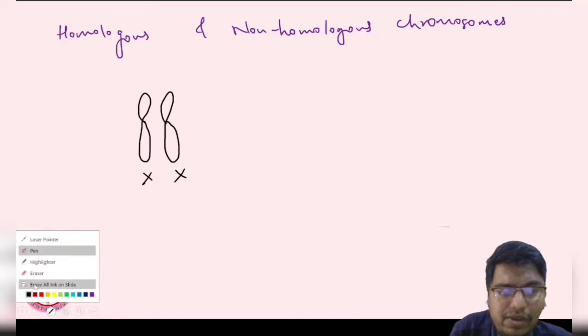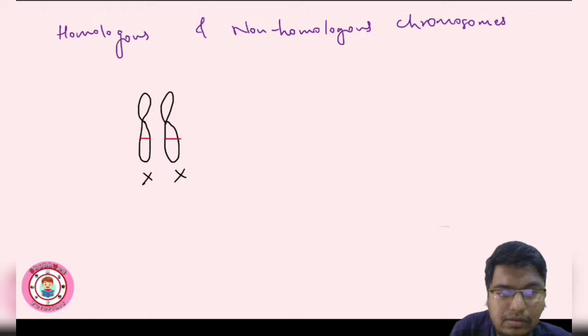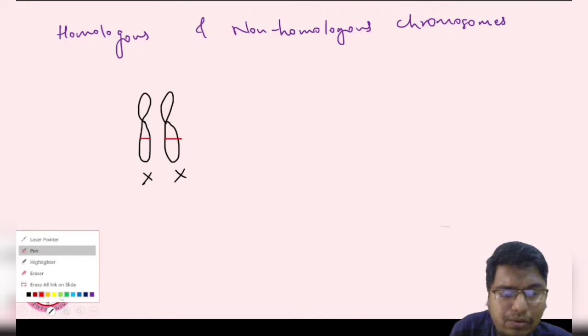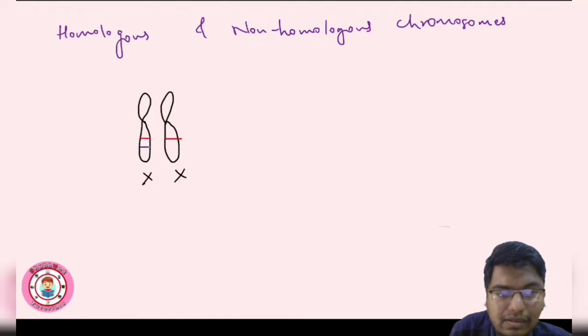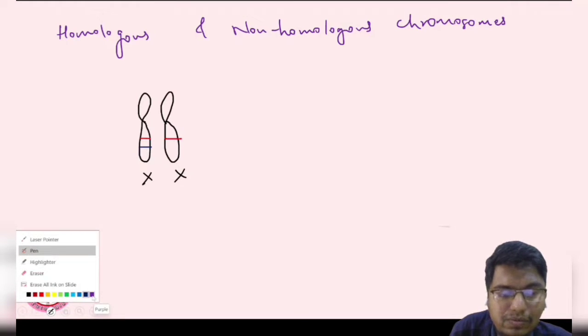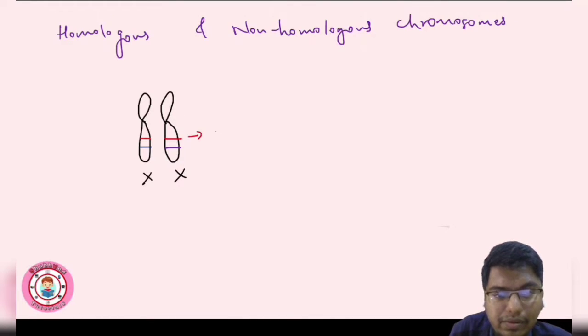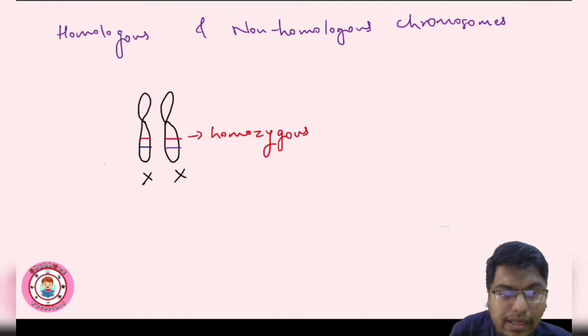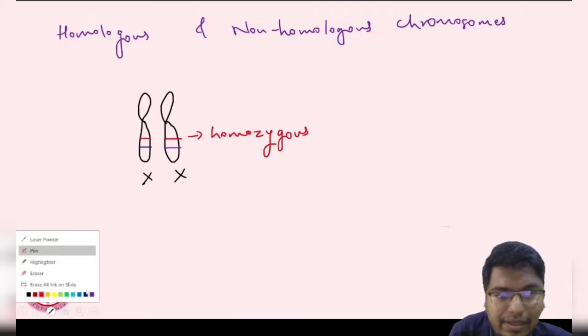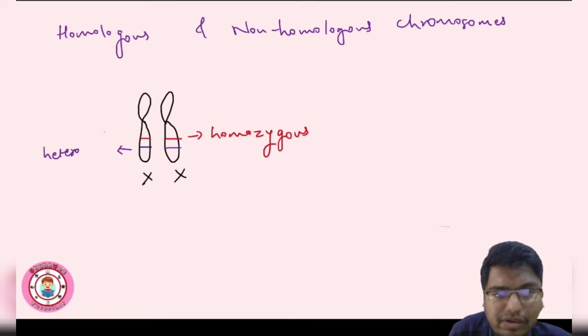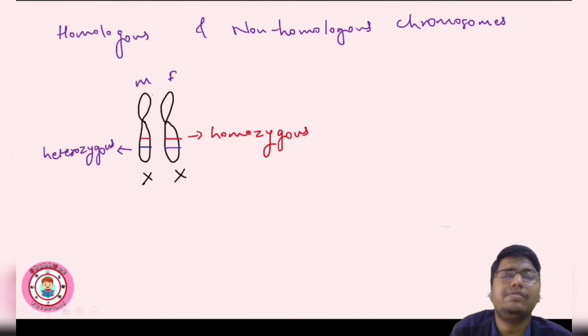The genes will be homozygous or heterozygous. Suppose this is a gene, I will draw here 2 genes: a red color gene and another gene with a different color. These are the alleles. The red one is homozygous, and the next one which I draw, blue and purple, is heterozygous, because those are specific, one from mother and one from father. So some genes are specific for the chromosome and some are homozygous. This is about homologous and non-homologous.